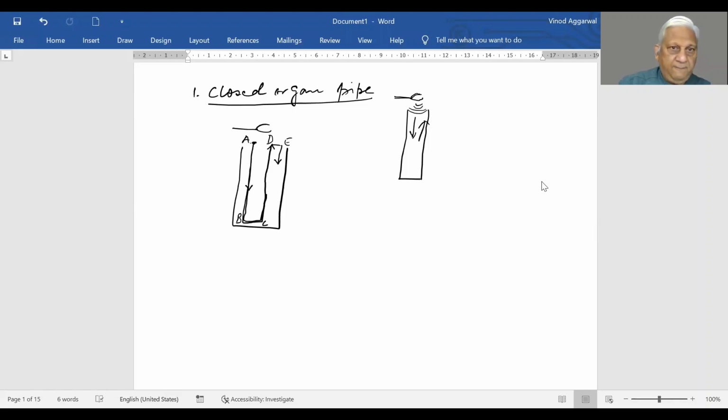So let us see, when a sound wave starts its journey from A and comes back to E, what are the phase changes in the sound wave? First of all, if we take the length of the pipe as L, the sound wave has certainly traveled twice the length.